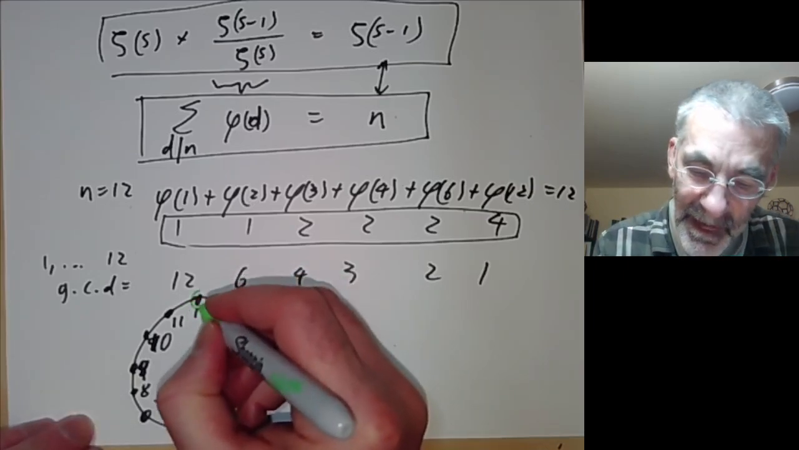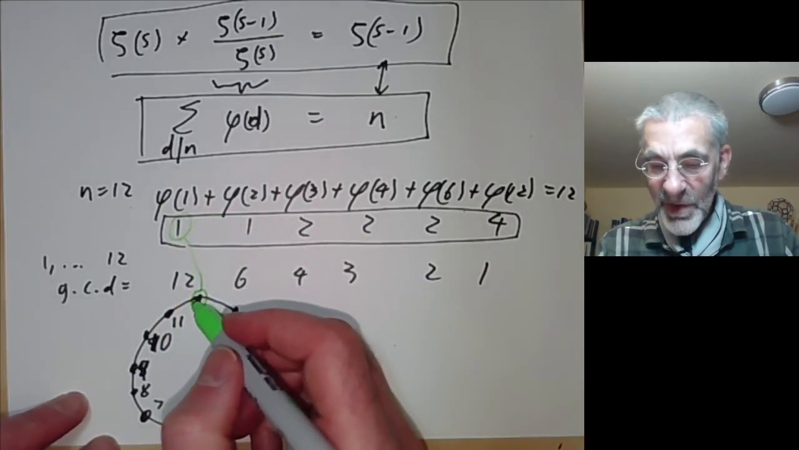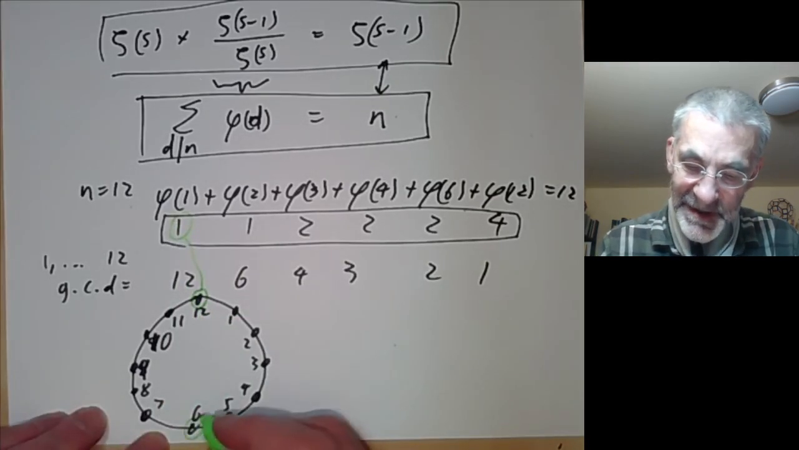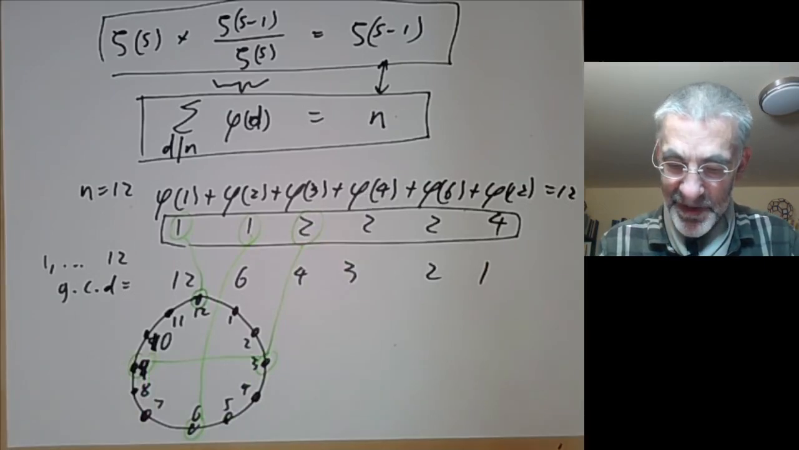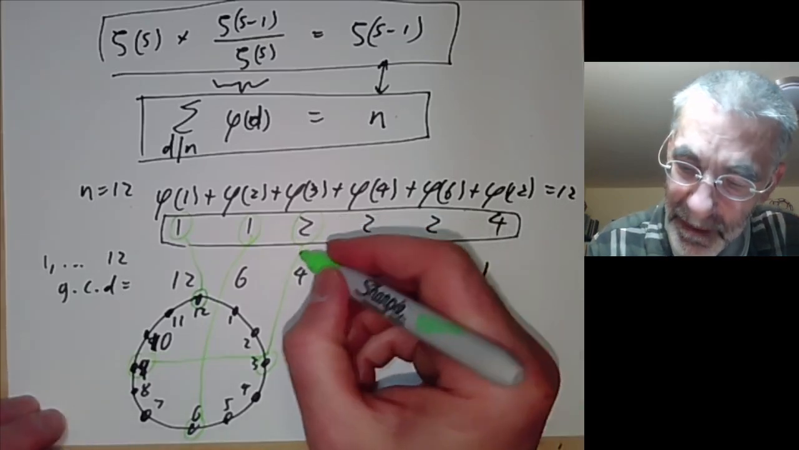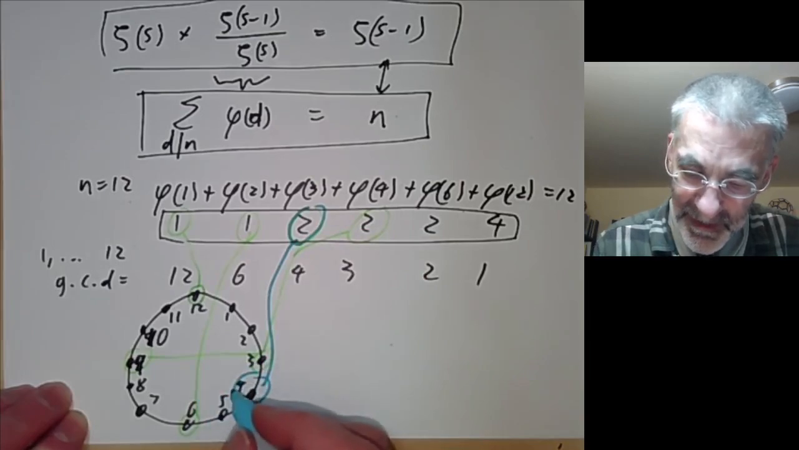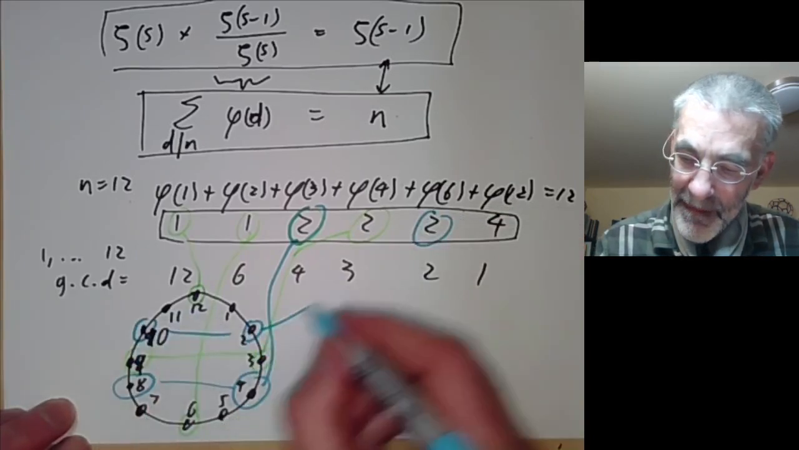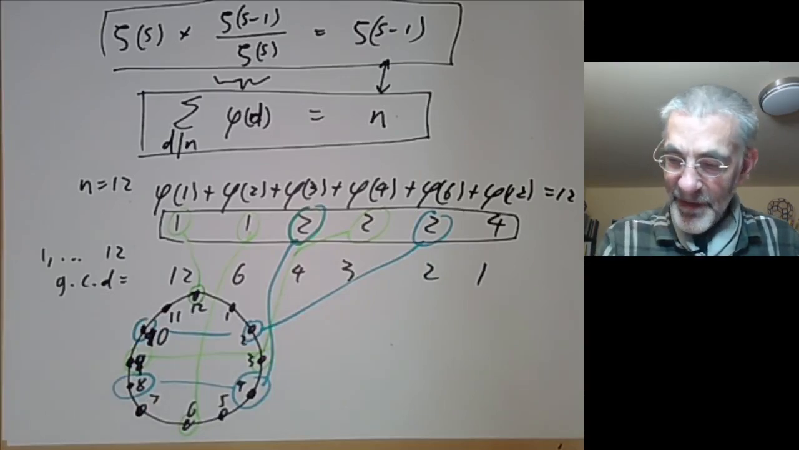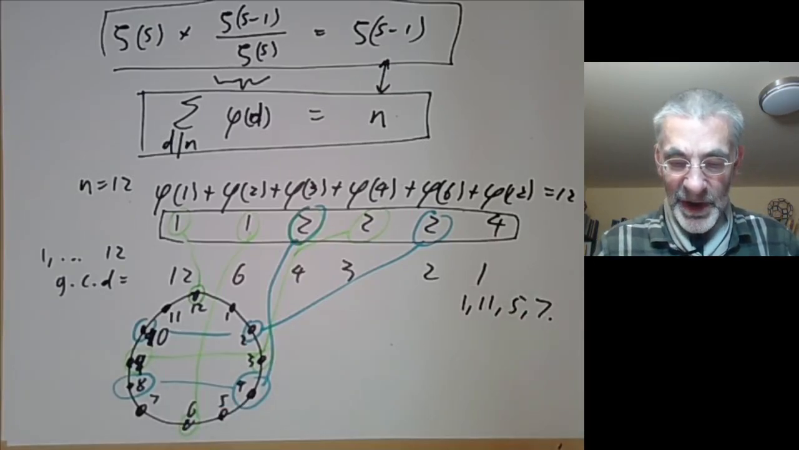What you see is this one here corresponds to this number here, because there's only one number whose greatest common divisor with 12 is 12. The one whose greatest common divisor is 6 is just 6, and then 3 and 9 correspond to that. And let me use a different colour so I don't get too confused. That should go to that one there. And this one here corresponds to these two, and 6 corresponds to these ones here, and the ones left over are 1, 11, 5 and 7, which are the four numbers coprime to 12.